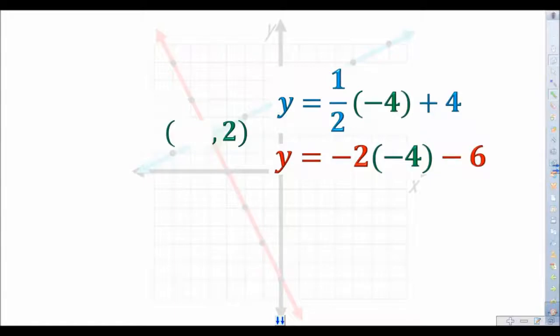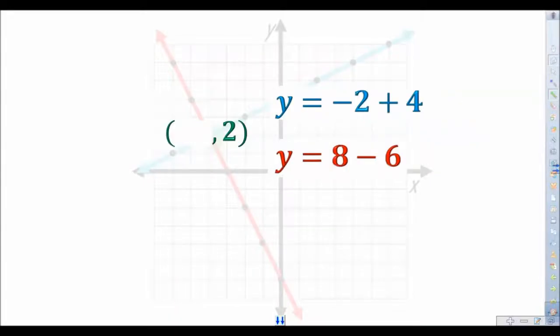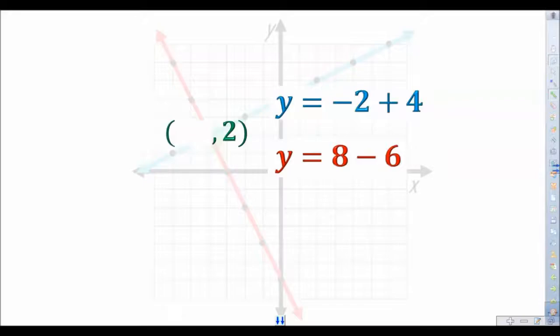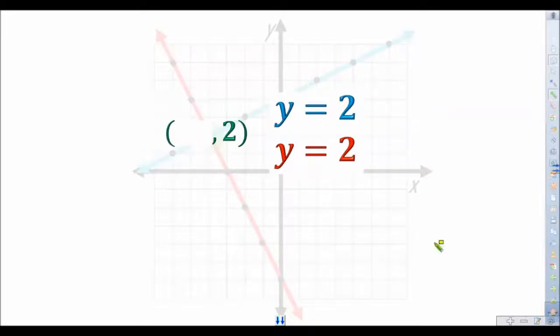In the blue, half of -4 would be -2. Right? Go back over here to the red. -2 times -4, 2 negatives make a positive, 8. So simplifying this, the blue, -2 plus 4, that would give us +2. And 8 minus 6 also gives us +2. The same 2 that we had here with that intersection point, right?